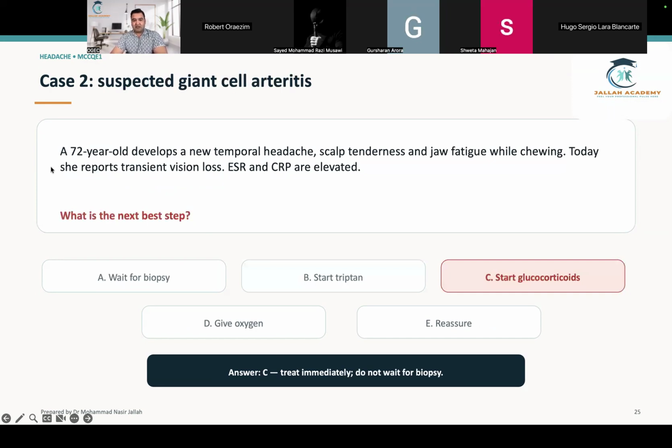Suspect giant cell arthritis. A 72-year-old, more than 50, so it should be an old woman, develops temporal headache, scalp tenderness, jaw fatigue while chewing. Today she reports transient vision loss. CRP is high. What is the best next step? Should I do biopsy, triptan, oxygen, reassurance? No, steroid.